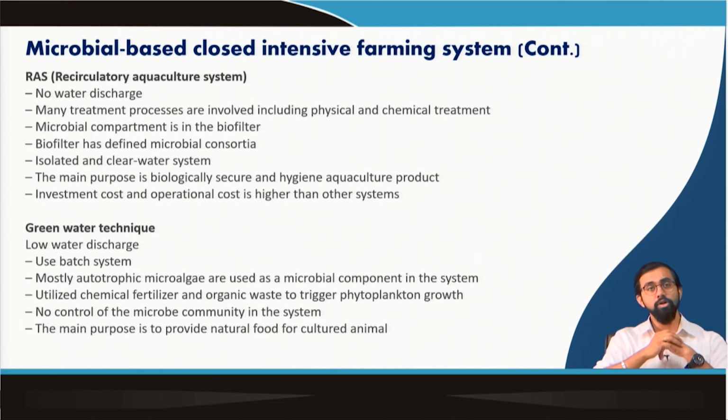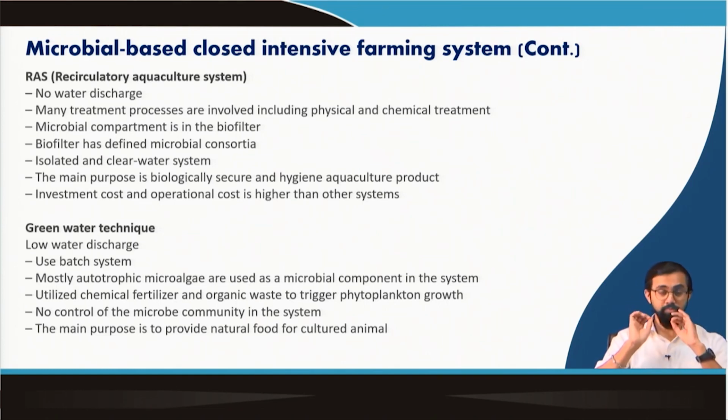Then there come the green water techniques. They also have very low water exchange. It uses a batch system, mostly with autotrophic microalgae as the microbial component in the system. It utilizes chemical fertilizer and also organic waste to trigger phytoplankton growth. We have no control over the microbe community in this particular type of system.